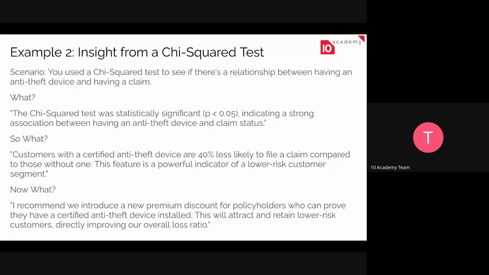So what? Sorry, now what, or your recommendations could be. So this is just an example. I recommend that we introduce a new premium discount for policyholders who can prove that they have a certified anti-theft device installed. So this will attract and retain low-risk customers, directly improving the overall loss rate and so on.